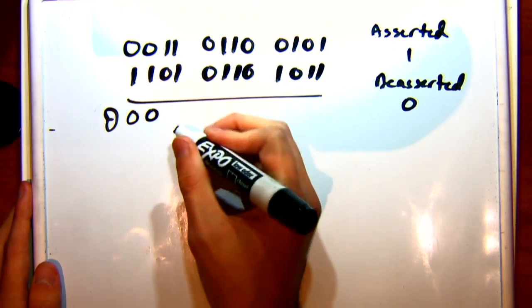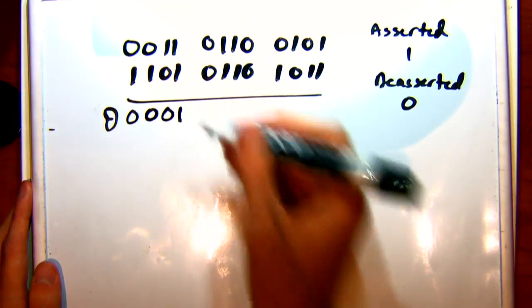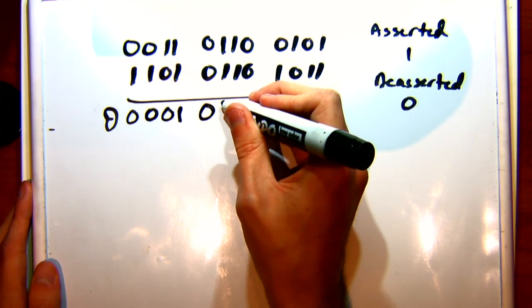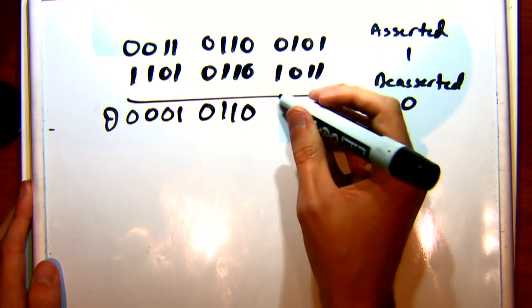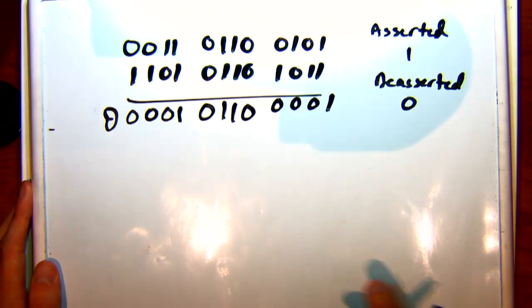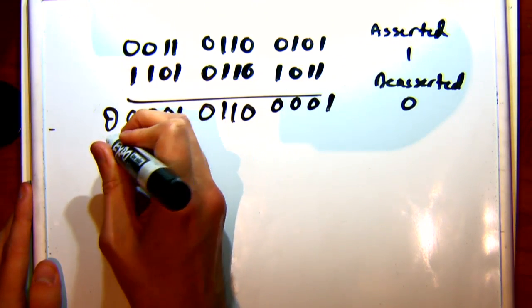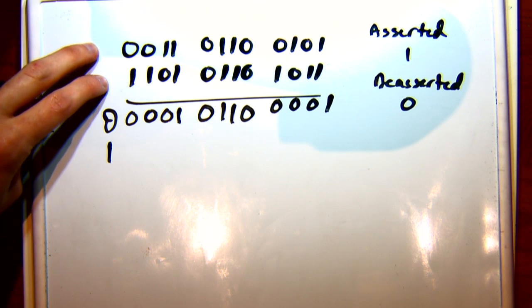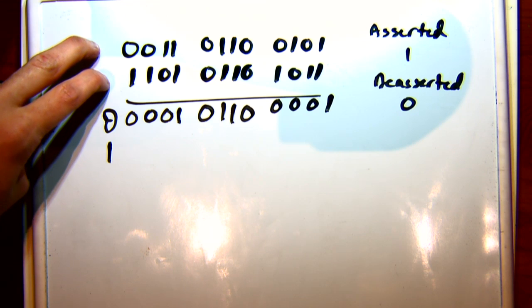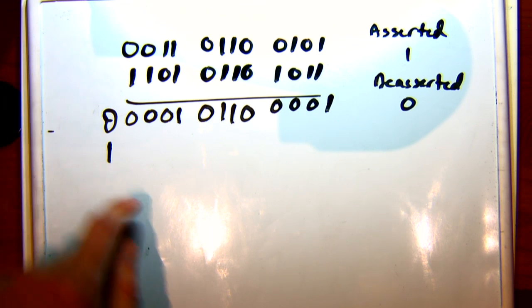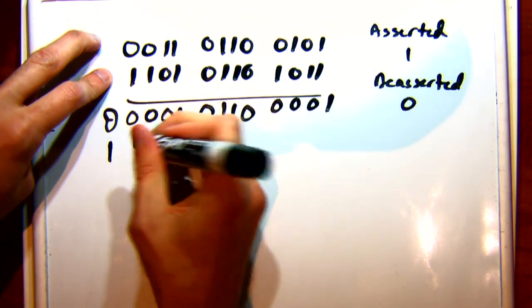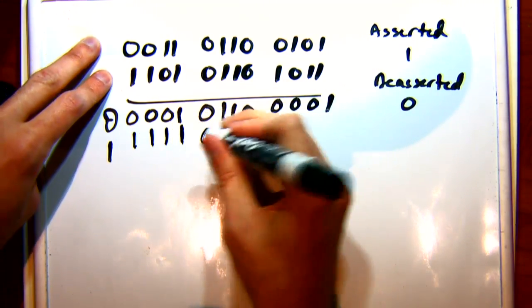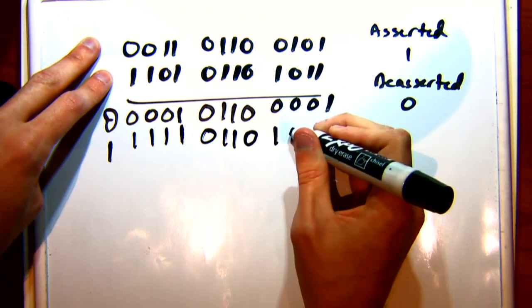So it's going to be 0, 0, 0. These are both asserted, so the result's asserted. These are both asserted. And those are both asserted. With bitwise OR, we're going to have the result asserted if either of the operand bits is asserted. So as long as one of them is 1, you can think of it that way. As long as one of them is 1, the result's going to be a 1. So this one's going to be 1, 1, 1, 1, 0, 1, 1, 0, 1, 1, 1, 1.